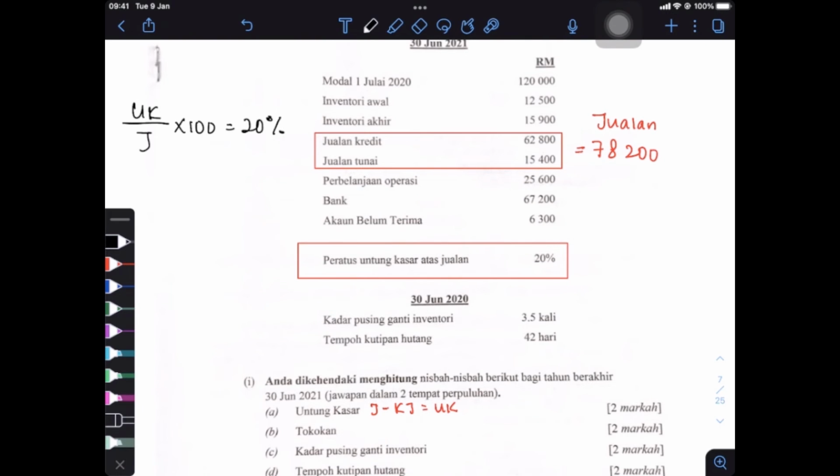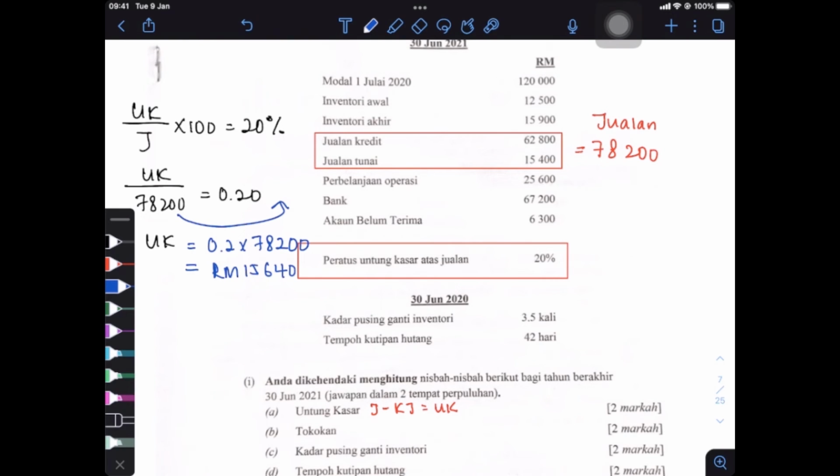Move whatever you can move. Untung kasa stay here. Jalan is here, 78,200, and 100 over there become 0.2 and 0.2. And then to get untung kasa, we are going to move your 78,200 over to the other side. It becomes 0.2 multiplied by 78,200. And use a calculator. Yeah, this is why I cannot teach maths for so long.